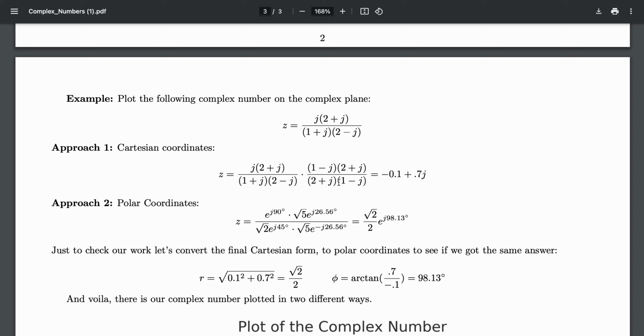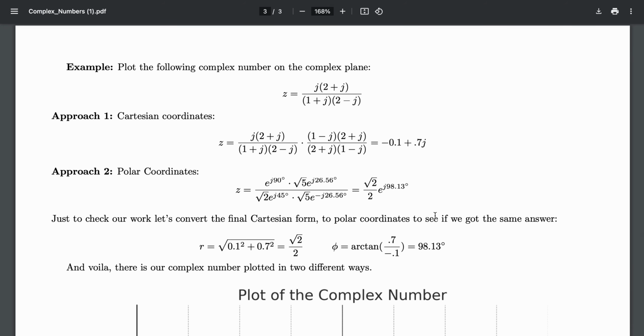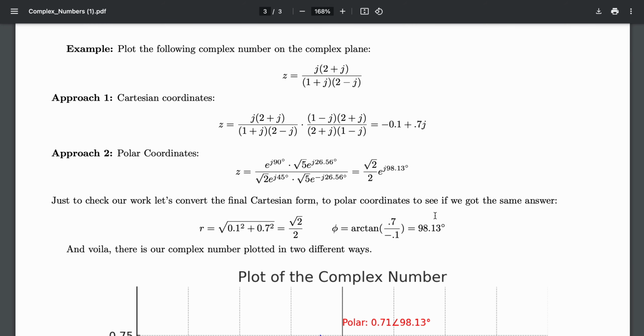So we can basically convert each one of these individual components that are being multiplied into their own polar form. And for this one, 2 plus j, in order to convert that, you need to find the magnitude of this, which is going to be the square root of 2 squared plus 1 squared, which is where we get this root 5. And then we take the arctangent of the y component divided by the real component, which is where we get this phase, right?